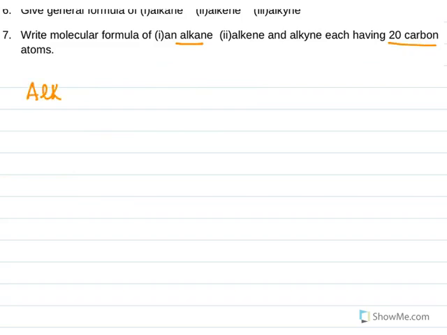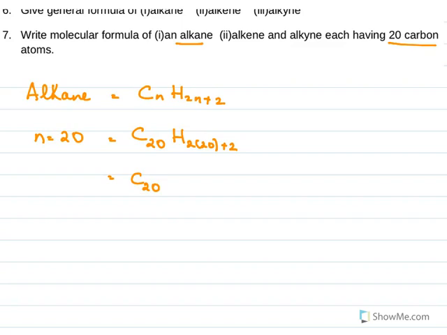Write the molecular formula of an alkane with 20 carbons. So we have alkane, the general formula CnH2n plus 2. Now they want 20 carbons, meaning n equals 20. So it equals C20H2 into 20 plus 2, C20H40 plus 2. So C20H42 will be an alkane with 20 carbons.